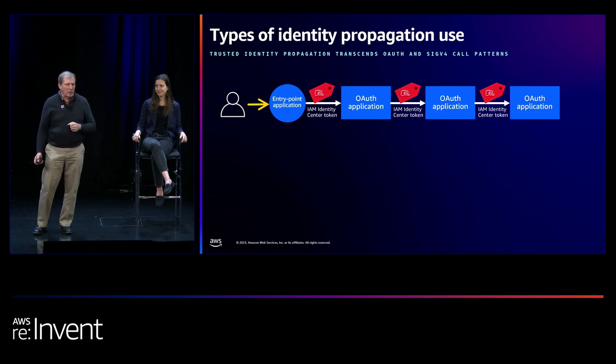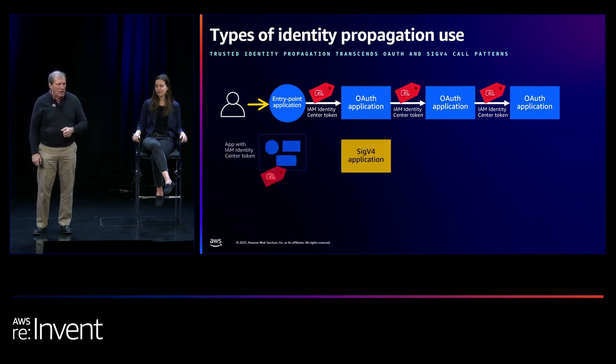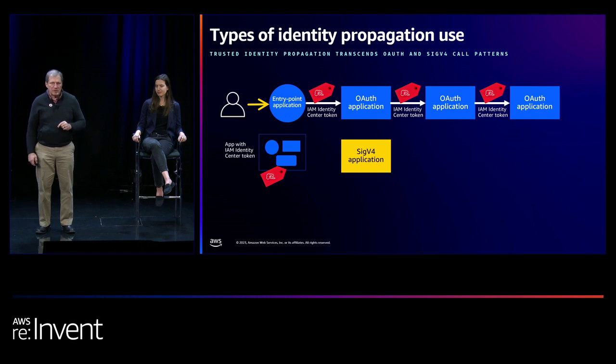So what we did is we created a way to bring together OAuth and SigV4. So what can happen is that you started an application that obtained an OAuth token. So they went through some single sign-on process, maybe it's QuickSight, something else. They get this token. The application wants to call a SigV4 service, and it wants to pass along that identity.